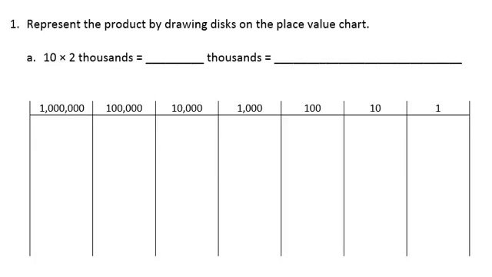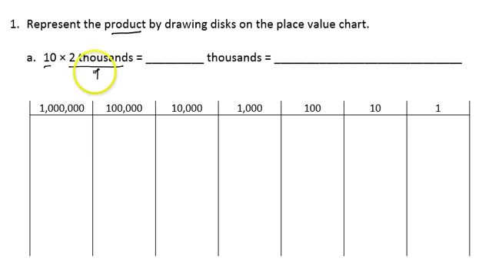This tutorial is for 4th grade, Module 1, Lesson 2a. In this lesson, we're going to see how numbers grow when we multiply them by 10. The first section says to represent the product, or the answer to a multiplication problem, by drawing discs on the place value chart. And we're starting with 10 times 2 thousands.